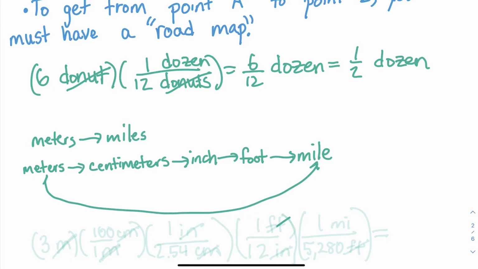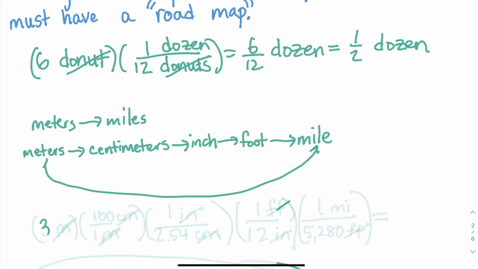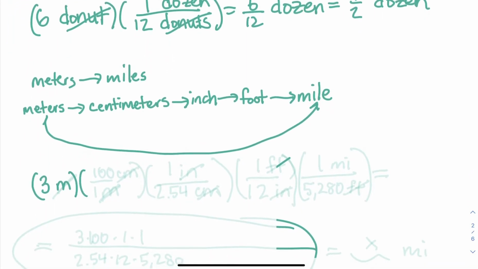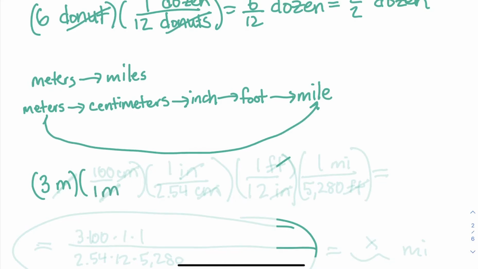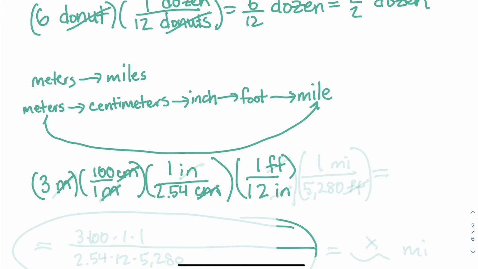So, for example, if I were to have, let's say, 3 meters, then I would say, well, in 1 meter, there's 100 centimeters, and therefore these units cancel out. Then in 2.54 centimeters, I have 1 inch, and then centimeters cancel out. And then in 12 inches, I have 1 foot, where inches cancel out. And then finally, in 5,280 feet, I have 1 mile, and then feet can cancel out, and we're left with miles.